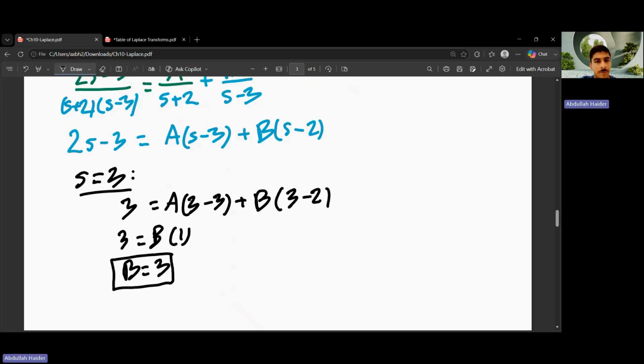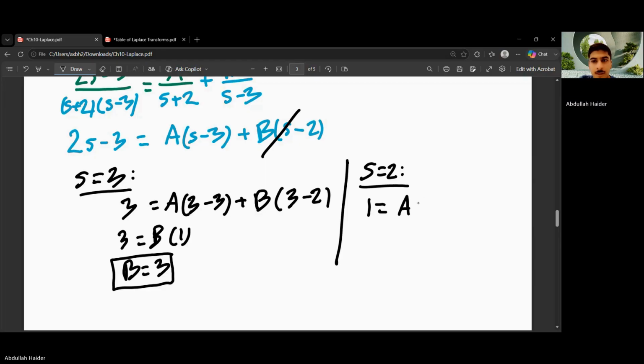Then you can use s equals negative 2 to cancel this out so that you can find your A. So 2 times negative 2, negative 4, minus 3 is negative 7. Negative 7 equals A times negative 2 minus 3 plus 0. So in this case, your A is negative 1.